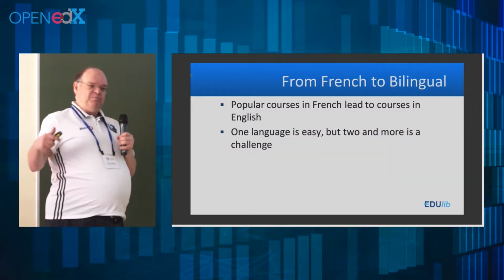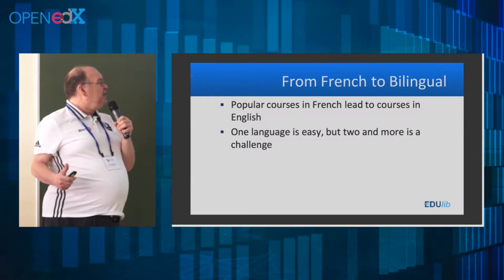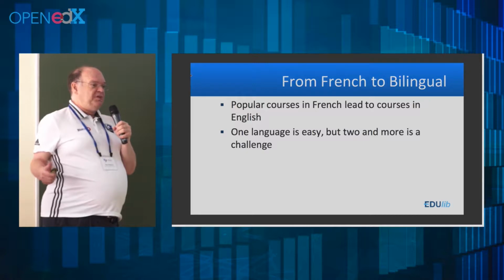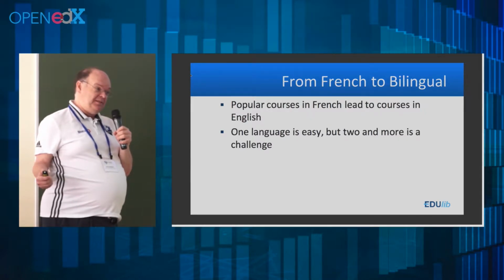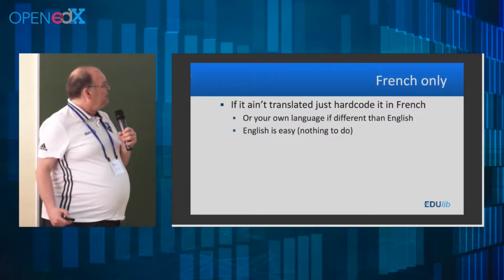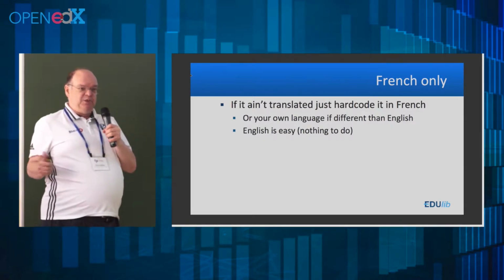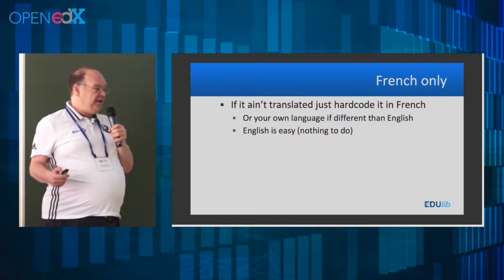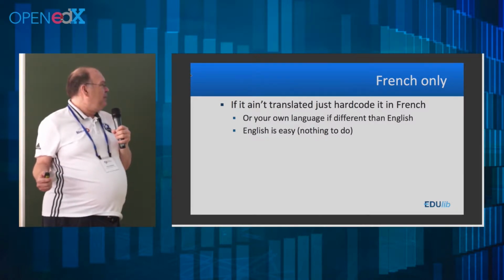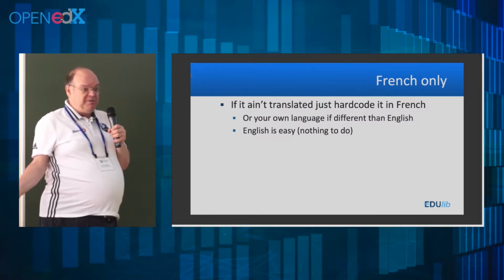The problem is that when we decided to run EDUlib, at first we only wanted to have courses in French. So the platform was unilingual in French. Running a unilingual platform is easy because everything is only in one language. But if you have problems, for example, text that is not translated, you simply hard-code it in your fork or in the code, and then it gets in your language automatically. English is easy, for example, because you have nothing to do.